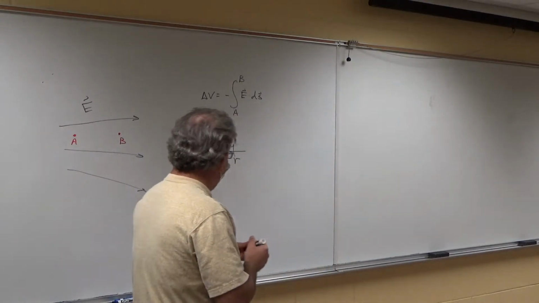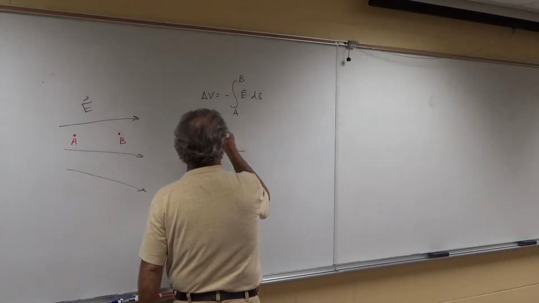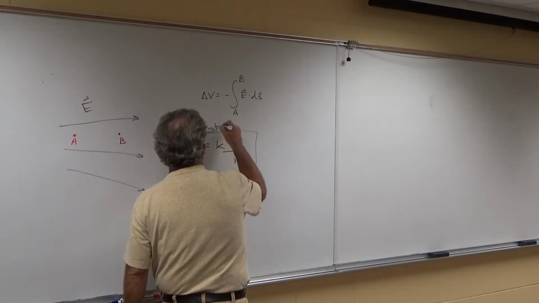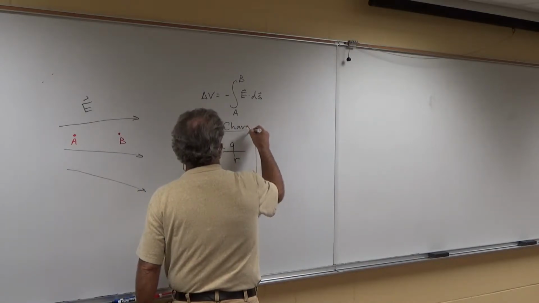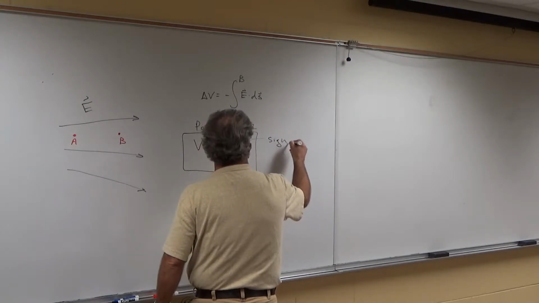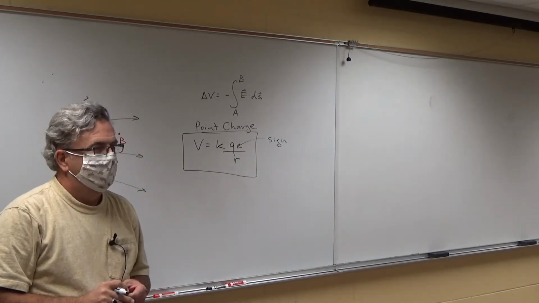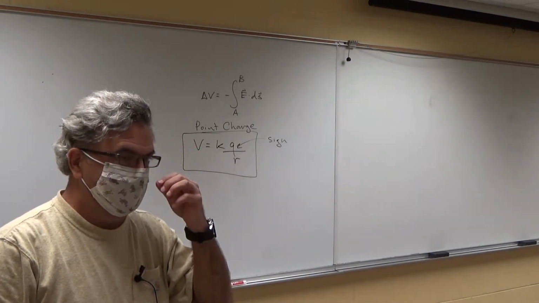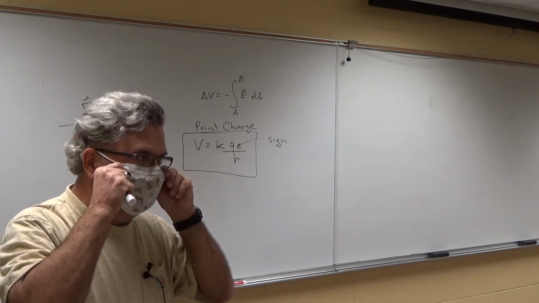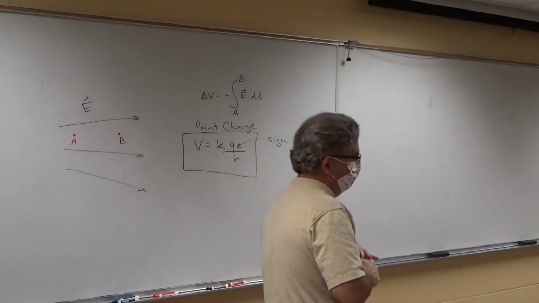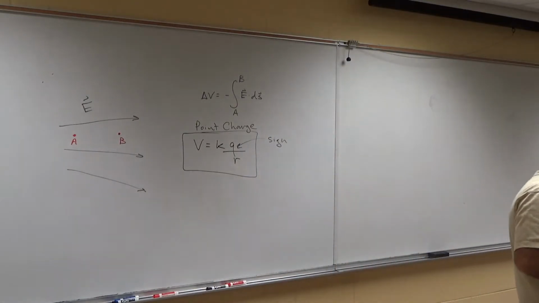Okay? And you do have to pay attention. I'm going to put this in a box. This is for a point charge. You do have to make note of the sign. It does matter. Positive charges yield positive potentials. Negative charges yield negative potentials. So you can have a negative potential with respect to infinity, or you can have a positive potential.